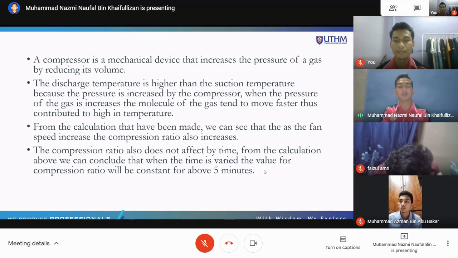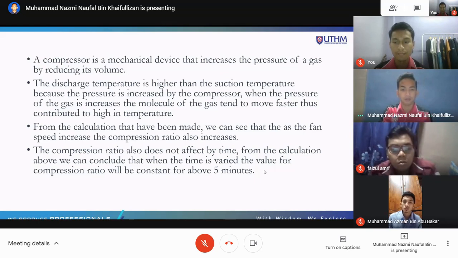From the calculation that we have made, we can see that as the fan speed increases, the compression ratio also increases. The compression ratio is also not affected by time. From the calculation, we can see that when the time is varied, the value of the compression ratio will be constant for above 5 minutes.